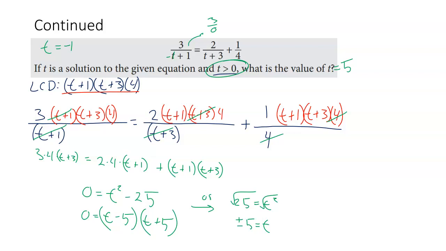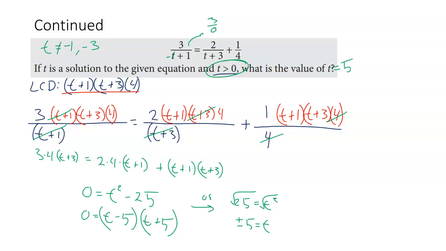What other number would also cause my function to be undefined? -3. So when you see rational equations, you'll want to take a quick look and see what x is not allowed to be. What is t not allowed to be? What is the variable not allowed to equal? Anything that would cause any of my denominators to be 0. And once you solve, if your answer is on that list, you know you can toss it out. It's not going to work.